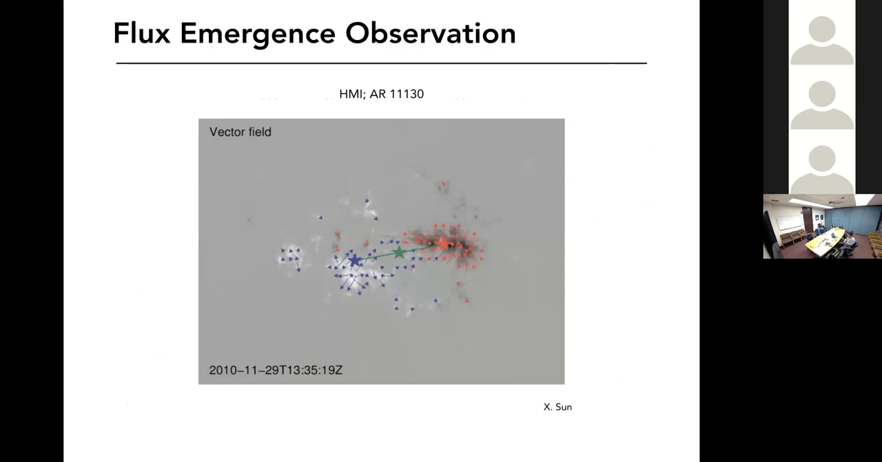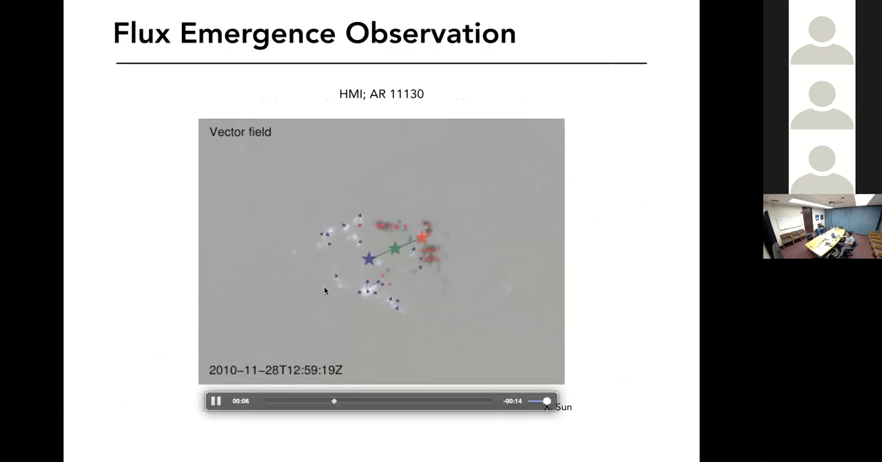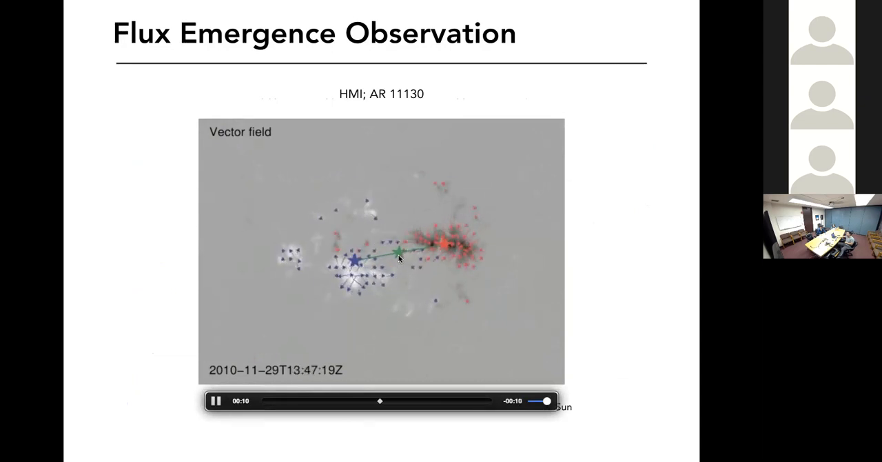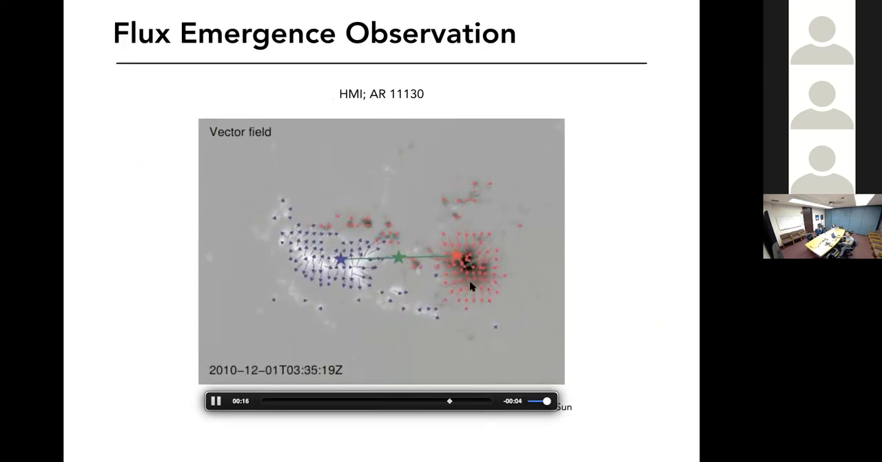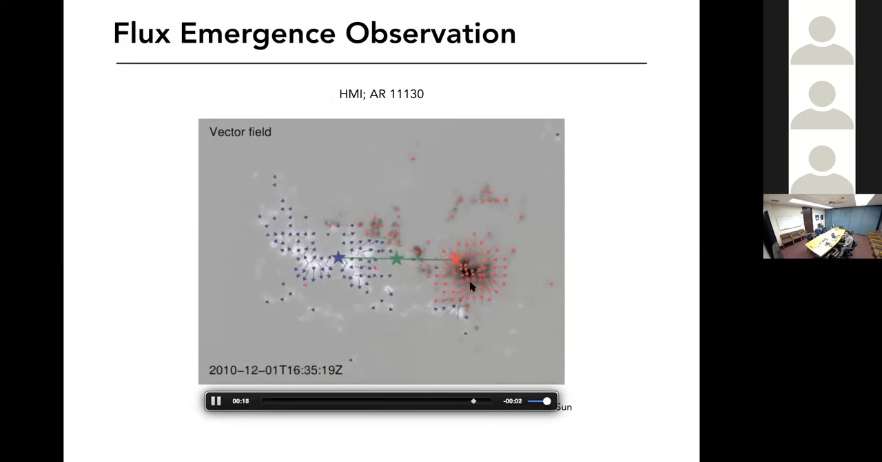So here is another example of flux emergence. Let me play this one. It's a simpler flux emergence active region. See at the center, these stars are just the centroids of the positive and negative polarities that I calculated. You have separation, and then the whole active region actually rotates clockwise a little bit. You can see that as a sign of rise.